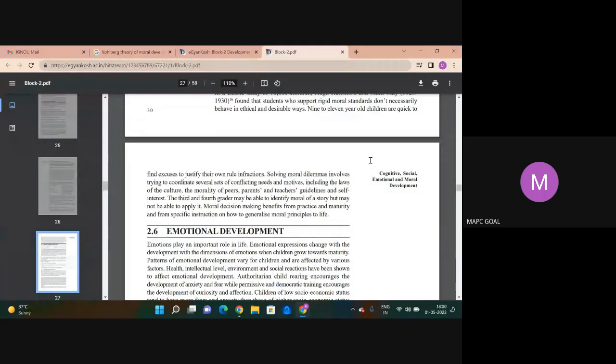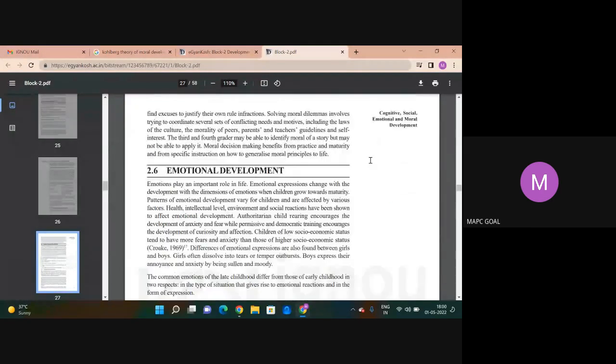Solving moral dilemmas involves trying to coordinate several sets of conflicts, needs and motives, including the law of the culture, the morality of peers, parents and teachers, guidelines and self-interest. The third and fourth grader may be able to identify the moral of a story, but may not be able to apply it. So moral decision making benefits from practice and maturity and from specific instruction on how to generalize moral principles to life. So there are various other studies you can find on them.